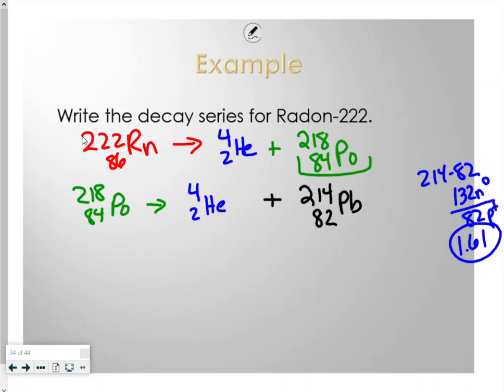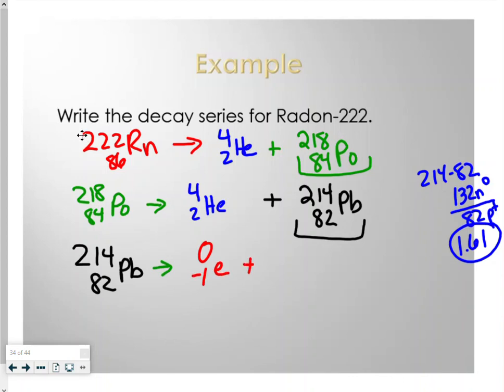So we're going to take our lead over here and start the next one. Now, which type of decay are we going to undergo here? We need to undergo a beta decay because the atomic number is less than 83. So put in a beta decay. What do we get as the daughter in this case?